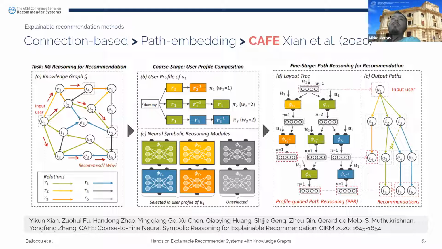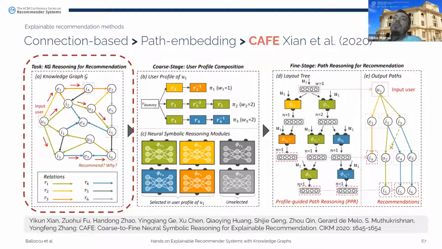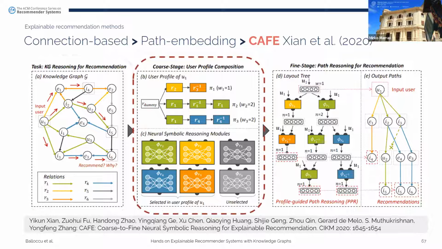CAFE instead presents an approach to complete KGs based on evaluating candidate triples using a set of neighborhood-based features. Under this coarse-to-fine paradigm, they present a corresponding method to approach the problem of KG reasoning for recommendation. And as we see in the figure, given a KG, a user profile is first composed to capture prominent user-centric patterns in the coarse stage. And to conduct multi-hop path reasoning guided by the user profile, they decompose the reasoner into an inventory of neural reasoning models.